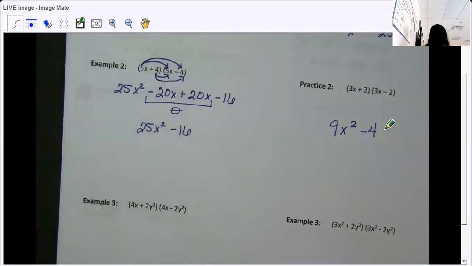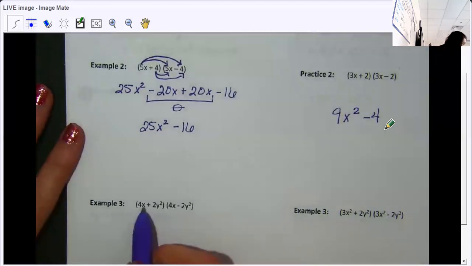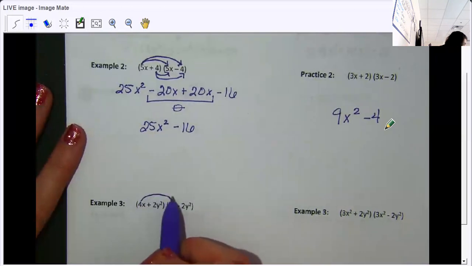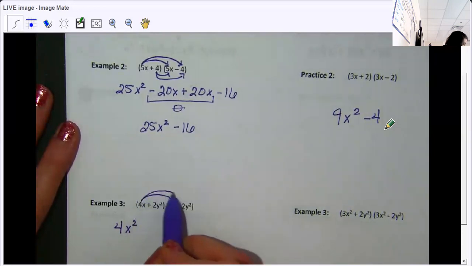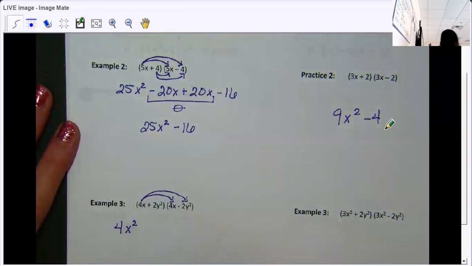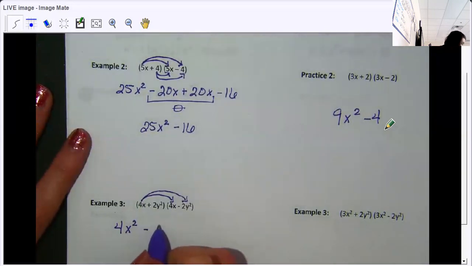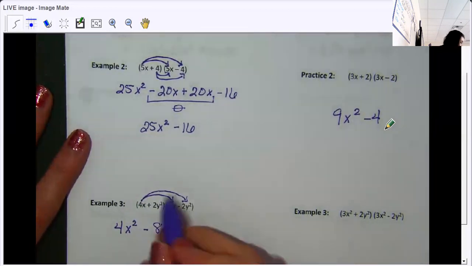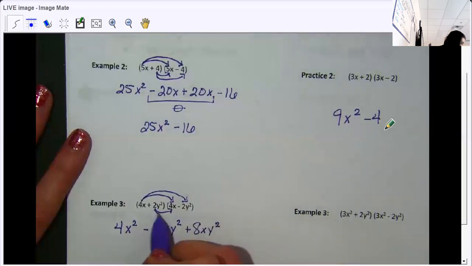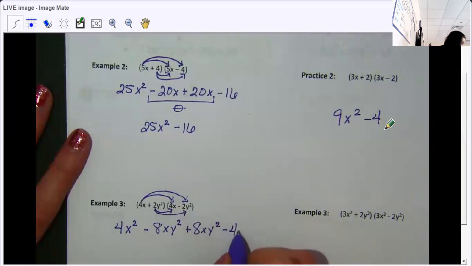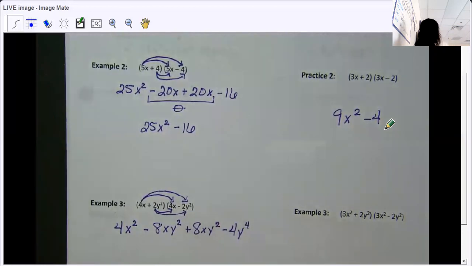Example 3 now has 2 variables, so it does get a little bit tricky. You just have to make sure you're paying attention to the variables. So in this one, our first two terms, 4x times 4x, we get 4x squared. And then 4x times a -2y squared is a -8xy squared. Then we have 2y squared times 4x, we get a positive 8xy squared. And the two last terms is a -4y to the 4th.